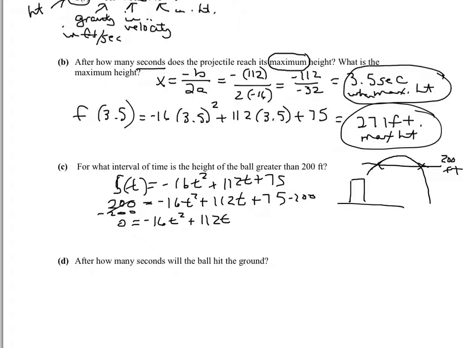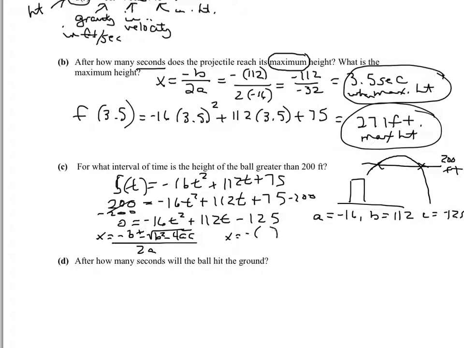And then if I have 75 minus 200, that gives me minus 125. So now I know that A is negative 16, B is 112, and C is negative 125. You have to be certain you set this equal to 0 before you identify A, B, and C. So now I can plug in to negative B plus or minus the square root of B squared minus 4AC, all of it over 2A.